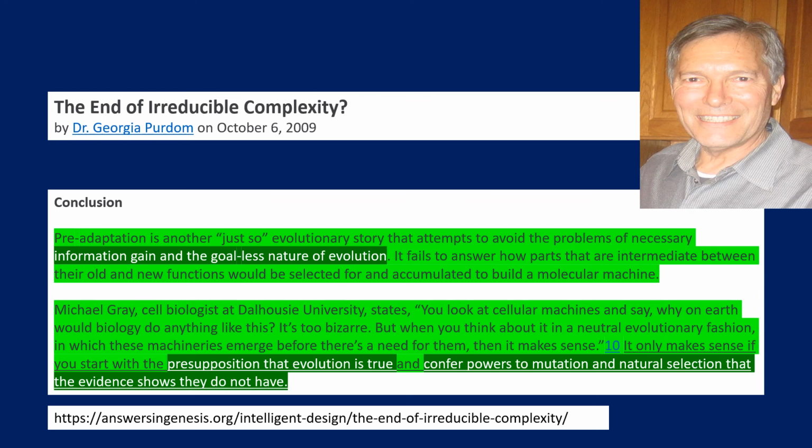Pre-adaptation is another just-so evolutionary story that attempts to avoid the problems of necessary information gain and the goalless nature of evolution. It fails to answer how parts that are intermediate between their old and new functions would be selected for and accumulated to build a molecular machine. Michael Gray, cell biologist at Dalhousie University, states, "You look at cellular machines and say, why on earth would biology do something like this? It's too bizarre. But when you think about it in a natural evolutionary fashion, in which these molecular machines emerged before there was a need for them, then it makes sense." It only makes sense if you start with the presupposition that evolution is true and confer powers of mutation and natural selection that the evidence shows they do not have.